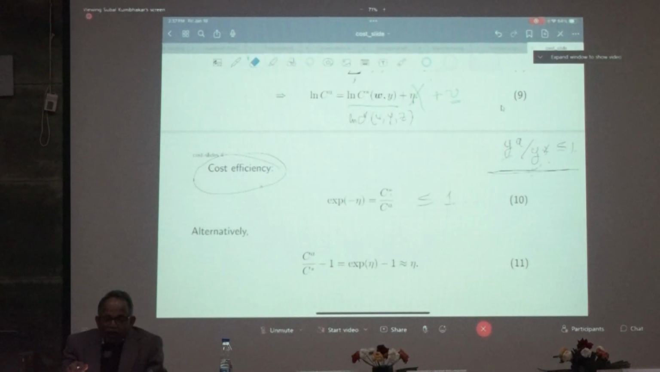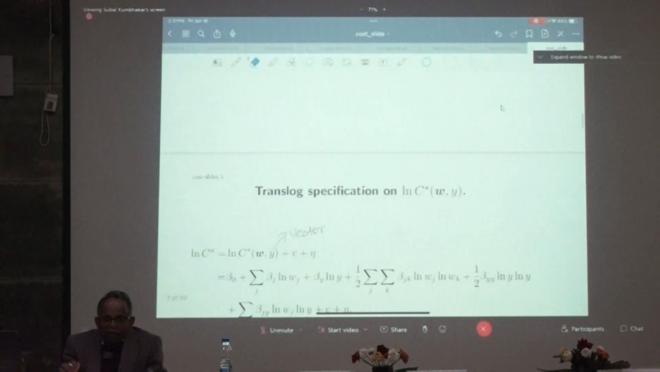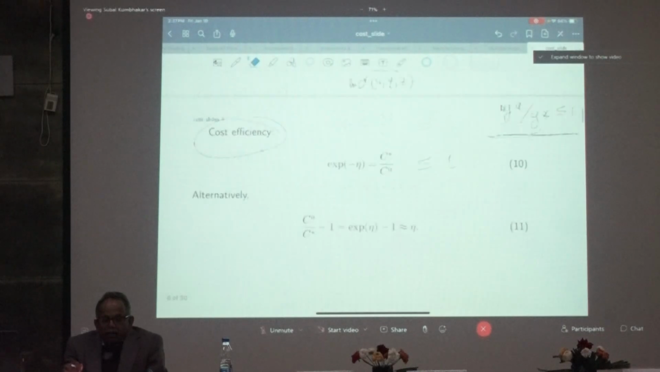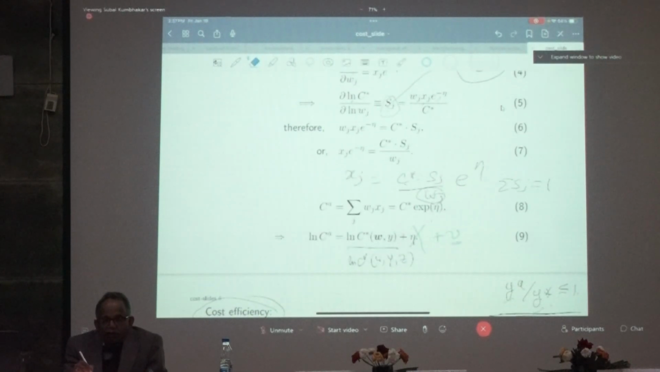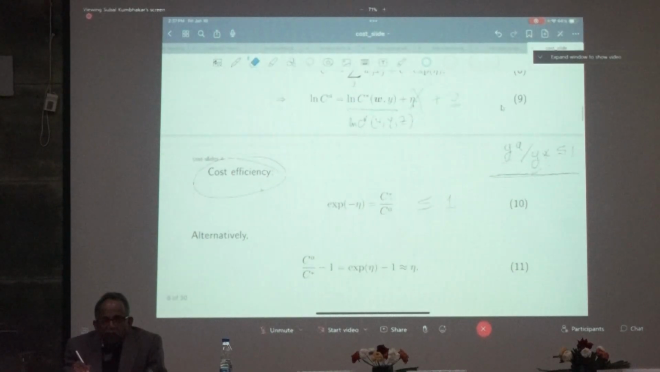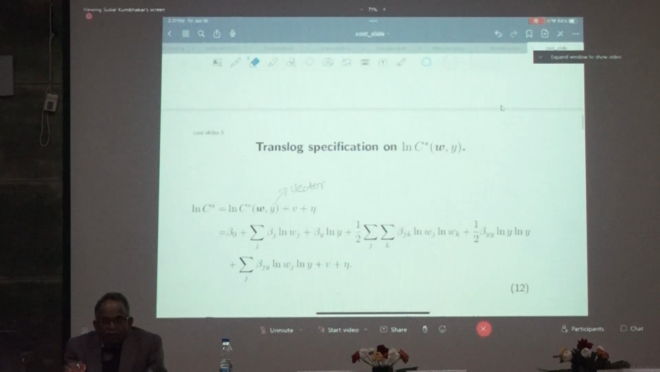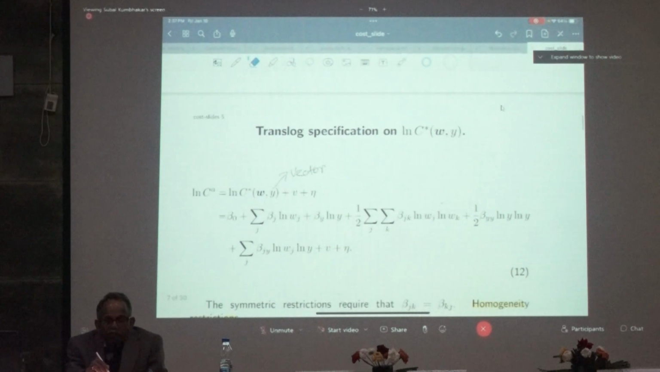So now the question is, how do you specify this econometrically, because you have to estimate it. We are interested in estimating the parameters associated with the minimum cost function, and we are also interested in estimating cost inefficiency, that means the percentage increase in cost because of inefficiency. Here I have a translog specification, but never mind that. This is the minimum cost, and we are specifying a function for that.